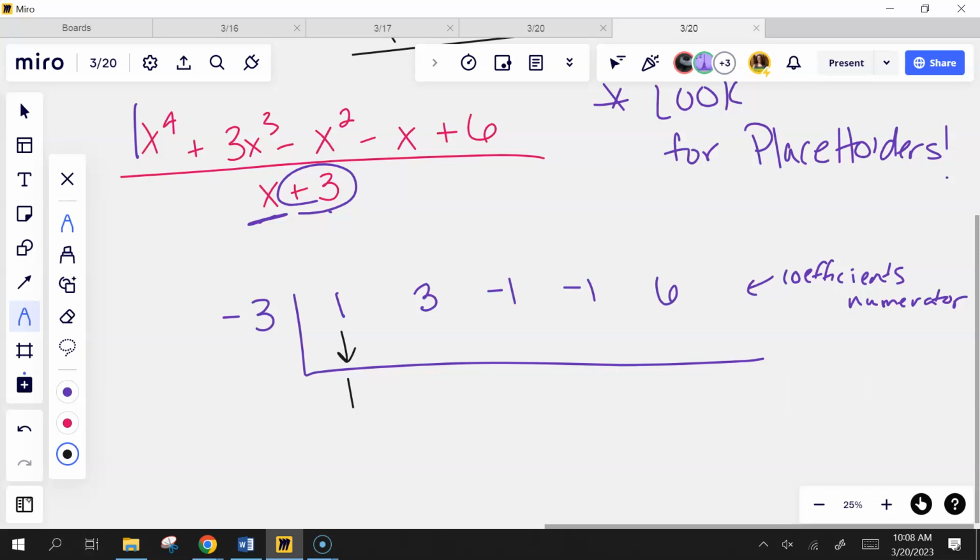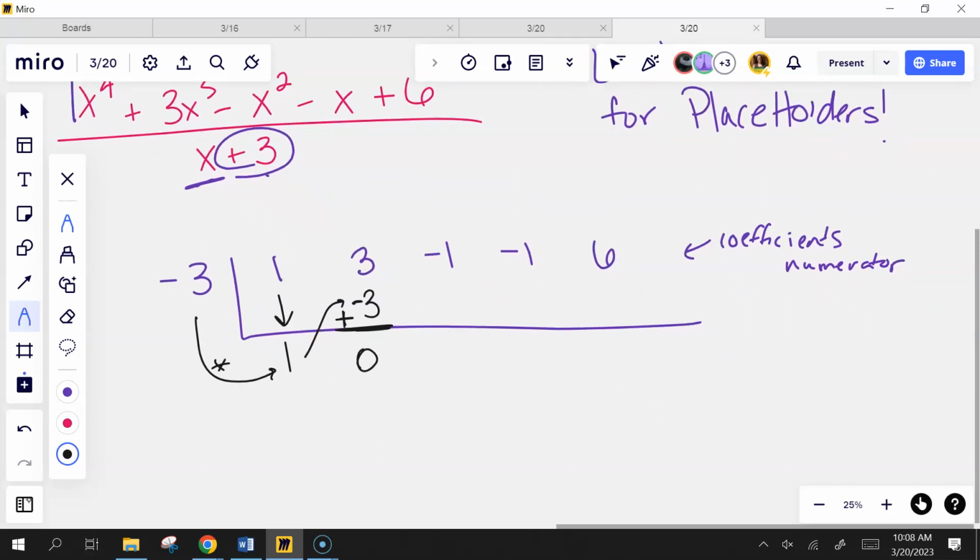All right, now we're going to take this number on the outside and we're going to multiply. What do you get? And that goes here. And now you add this column. What do you get? 0. Now the process starts all over again. You only drop it the first time. And then from there, you multiply, add, multiply, add, multiply, add.